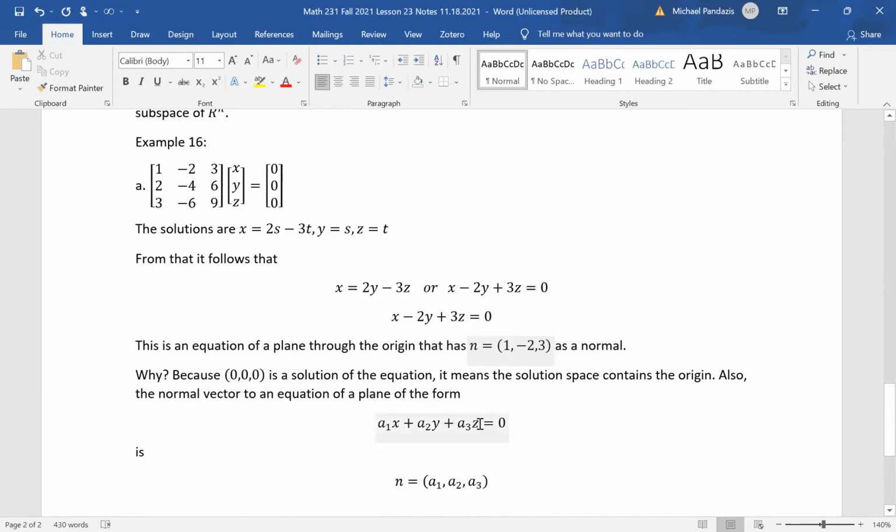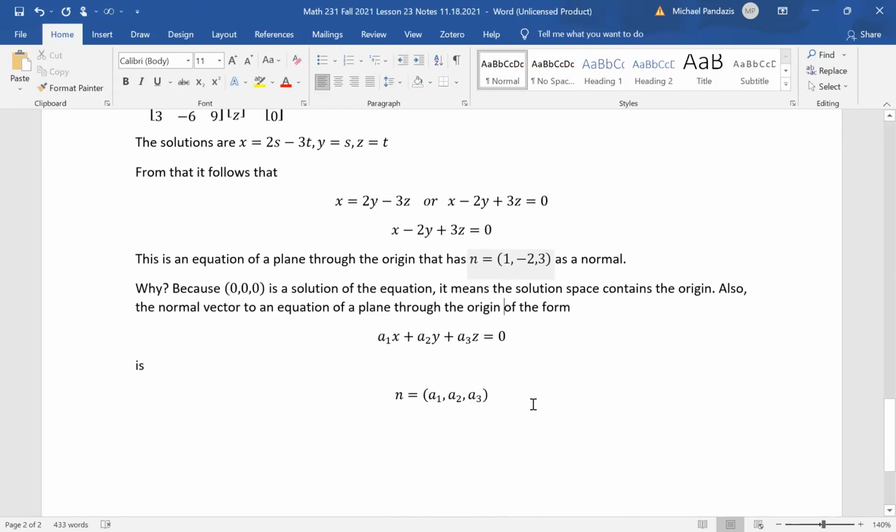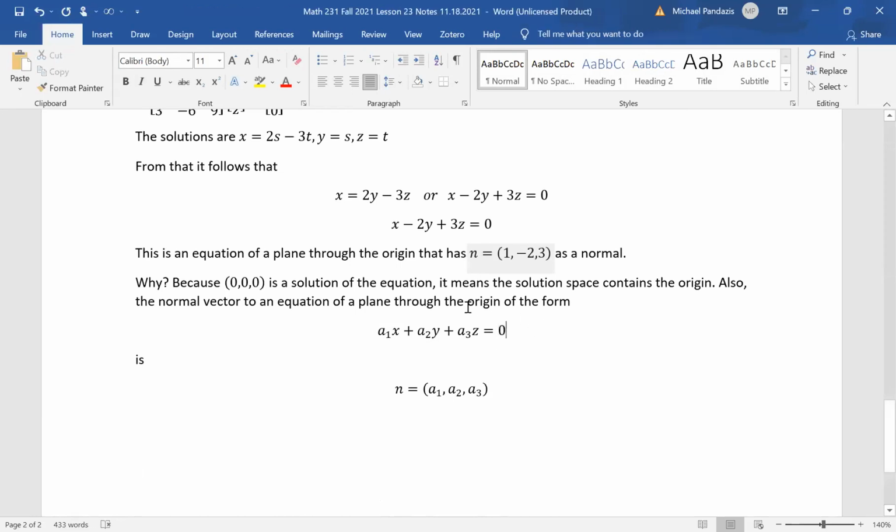You could do it without the origin, but what we're doing here is through the origin, so I'll be specific so that you can learn from an example. There's no plus constant here, so you don't have to worry about that. Then n is the coefficients of x, y, and z respectively. The first component is the coefficient of x, the second is the coefficient of y, and the third is the coefficient of z. That's the normal.